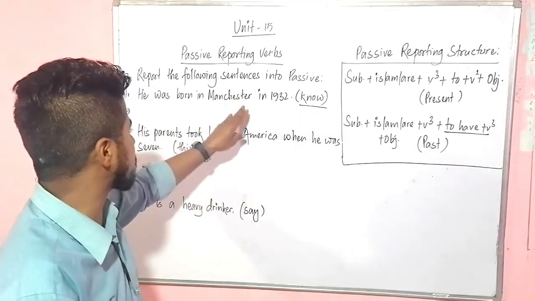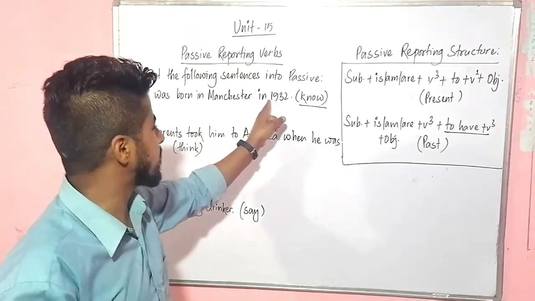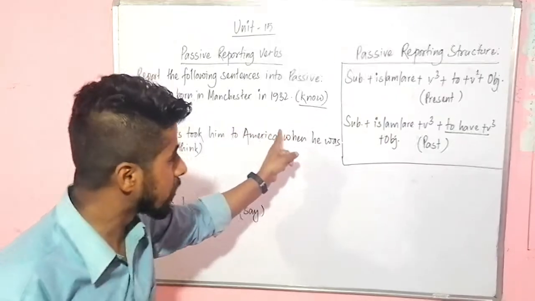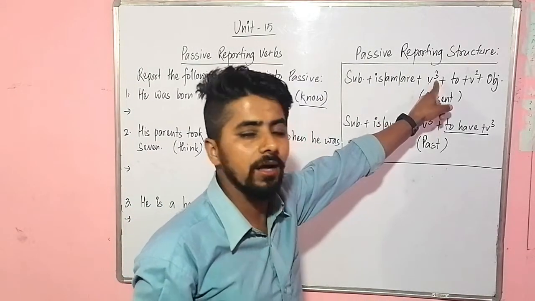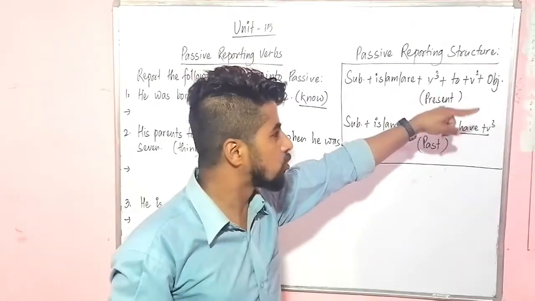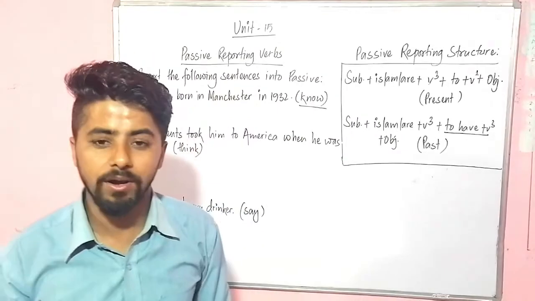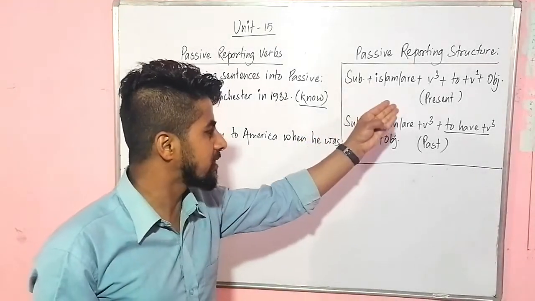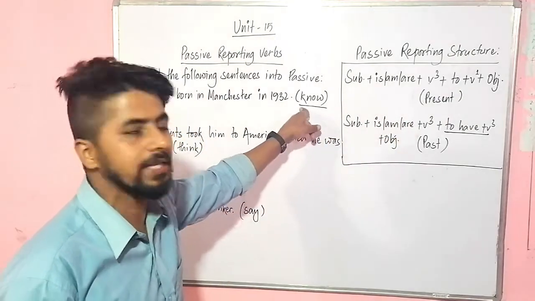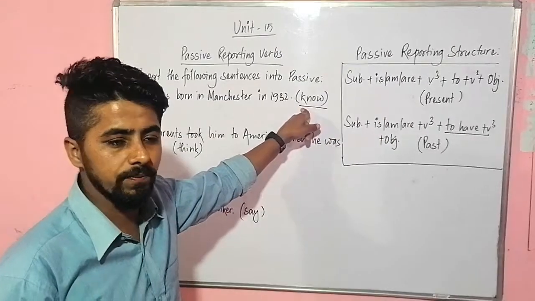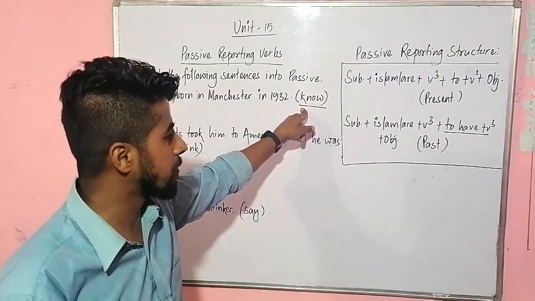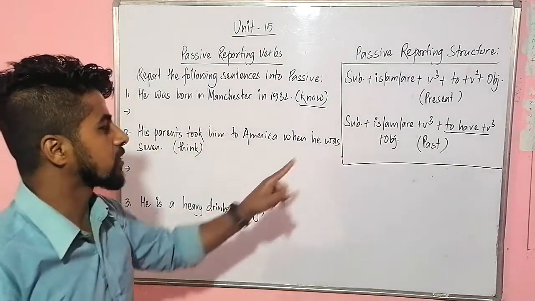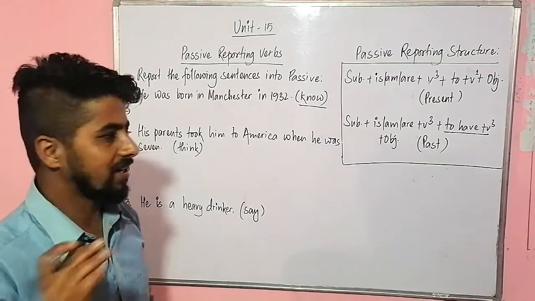In this sentence, "He was born in Manchester in 1932", "no" is given in the bracket. So the same verb will be used in the third form. Plus to plus V1 plus object. It is for all the present tense. And similarly, subject plus is, am, are plus B3, B3 of the same verb. Here also you should not be in confusion. So V3 plus to have plus V3 once again plus object for the past sentences.